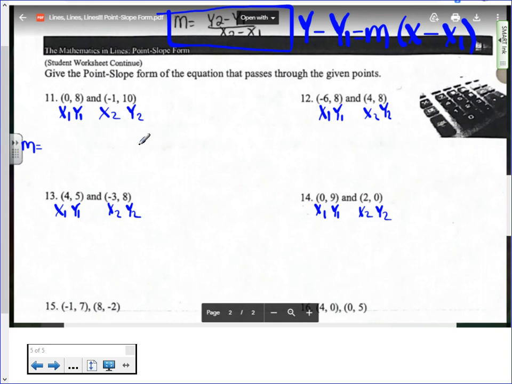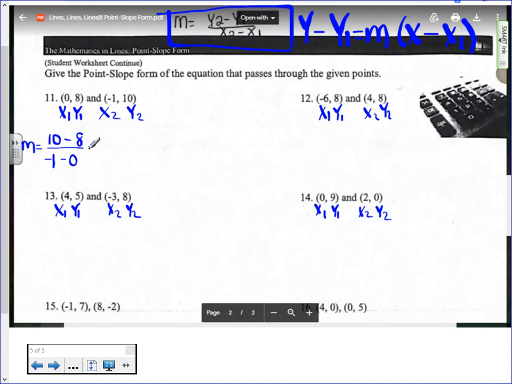On number 11, what number did we label y2? 10. In your formula, it says to use a minus sign after you use y2. So that's what I did. I wrote a minus sign. What number did we label y1? 8. So the top is 10 minus 8. Now I'm going to look at the bottom. What number did we label x2? -1. I have to put a minus sign because the minus sign is in the formula. And then I need x1, which in this case is 0.